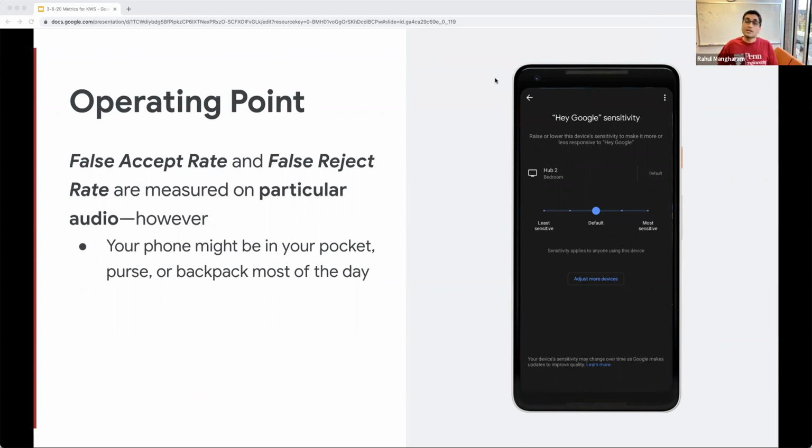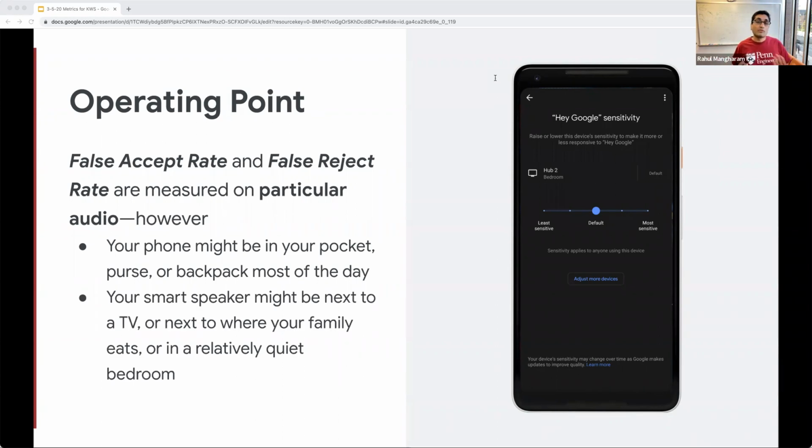For example, if you have your phone in your pocket, but you still want it to wake up, then you might want it to be more sensitive because the mic is kind of covered inside your pocket. Or you might put your device somewhere near the TV in the living room where it's noisy next to the speaker. So perhaps you don't want it to be overly sensitive. Maybe you want it to be less sensitive, and so you can adjust this. That is the freedom that you have here.